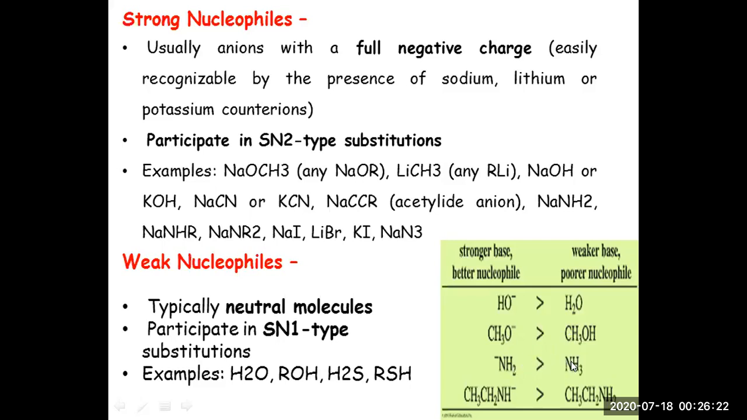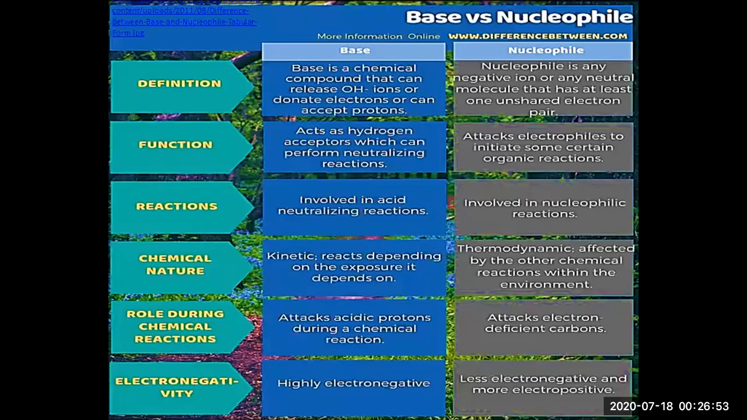NH2 minus and ammonia. Ammonia is a neutral molecule. This is negatively charged, becomes a strong base or a good nucleophile. Similarly, in these two species, here NH2 minus and this is NH3, this is negatively charged, therefore becomes a strong base or a better nucleophile. If you have a strong base, E2 elimination will take place. If you have a good nucleophile, then SN2 type of reactions are possible with such kind of species.